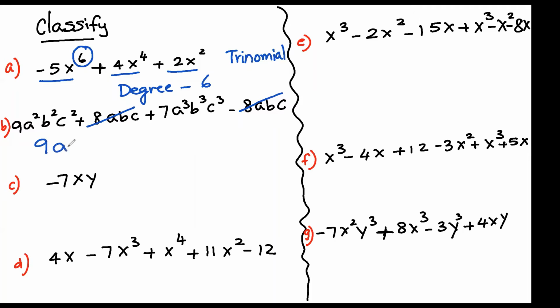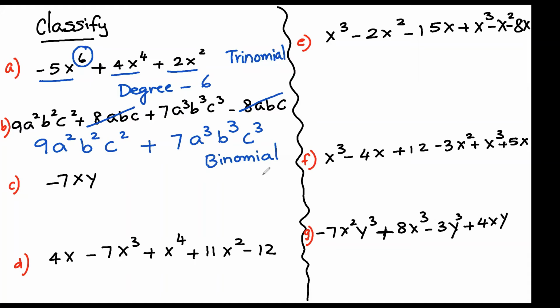So you are now left with 9a squared b squared c squared plus 7a cubed b cubed c cubed. So now you see that there are only 2 terms in this expression. So this given polynomial is actually a binomial. Even though you noticed to begin with there are 4 terms, this polynomial can be reduced. It can be reduced to just 2 terms, and therefore it is a binomial.